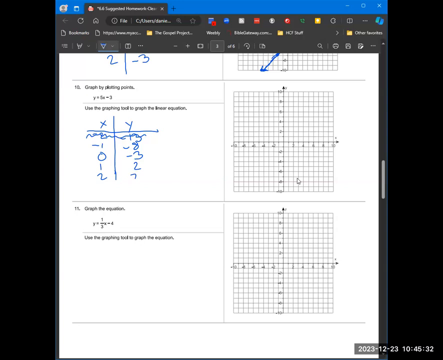Let's use the points that I have: -1, -8. Right there. And then 0, -3. 1, 2. And 2, 7. There. That should form a line.